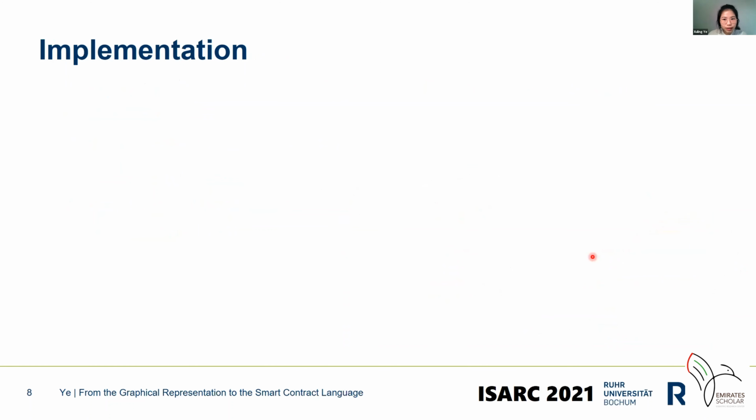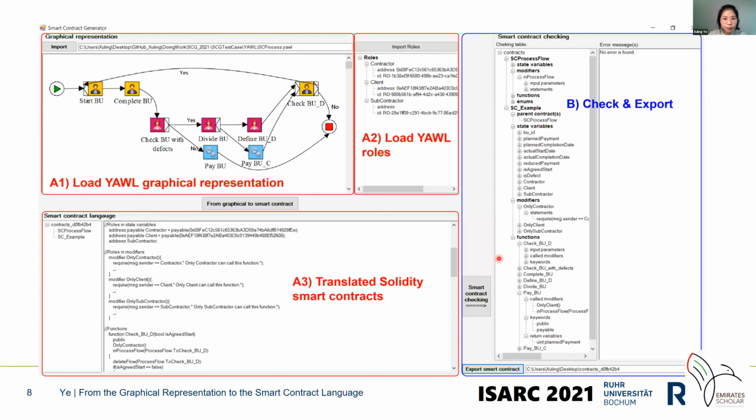Now I will explain the implemented smart contract generator. Part A is the parse and translate step. Part B is the check and export step. In part A1, a graphical YAWL representation is loaded and shown. In part A2, the corresponding YAWL raw file is loaded and shown.